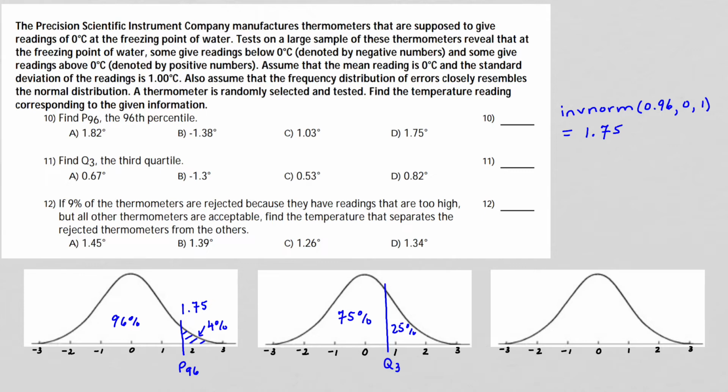So let's take a look at what happens when we put this into the calculator. So I'm going to use inverse norm, and 75% is on the left. Mean is 0, standard deviation 1. Now remember, for most calculators, you have to give the area on the left, or the percentage on the left.